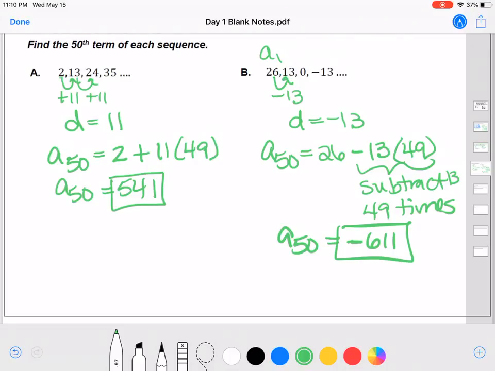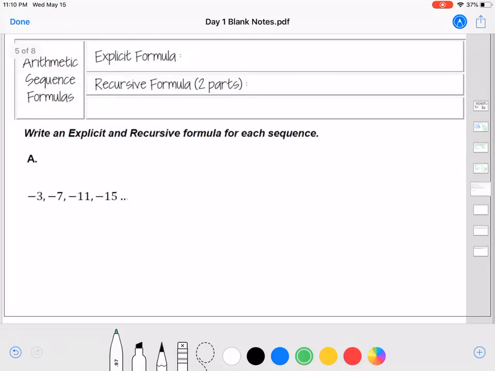All right, a couple more to go here. Explicit formula, a sub n, to get any term in the sequence. We are going to take the first term, a sub 1, and add the difference, n minus 1 times. Just like when we wanted the 50th term, we added the difference 49 times.